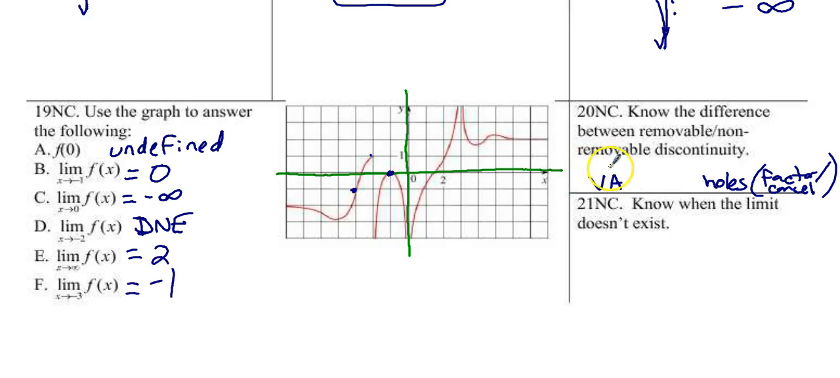Non-removable was a vertical asymptote, and that was a number over a 0 in the denominator that didn't cancel out. Now when a limit doesn't exist, well, when the limit from the left doesn't equal the limit from the right, when we have one-sided limits that don't agree. When else? When a function oscillates. So if the left and the right don't agree, if it oscillates, or if it increases or decreases without bounds, that goes to infinity. And those are the main two: when a function oscillates, or when the limit from the left does not equal the limit from the right.